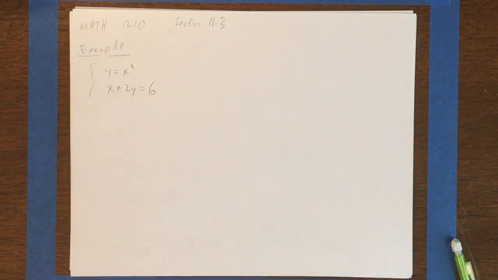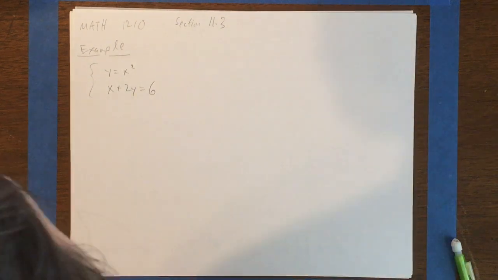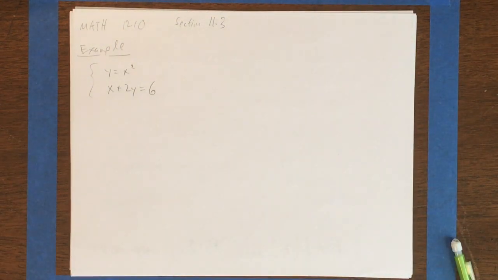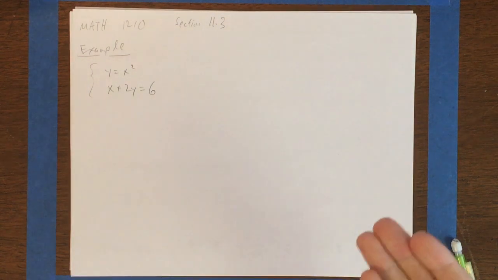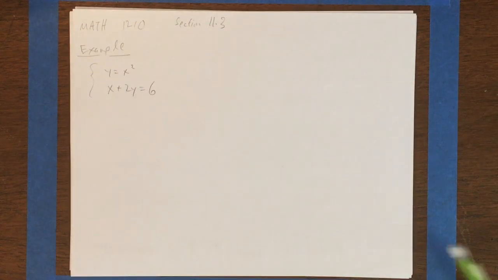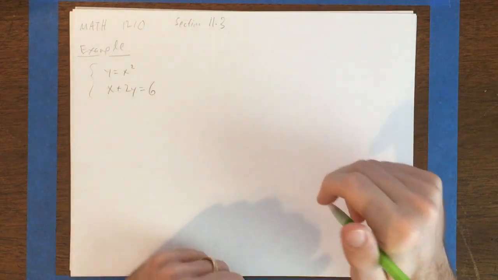All right, so systems of nonlinear equations. We're going to start off with an example. This is one of the examples I showed an image of in the previous video. This is the parabola and the line, and we're going to see if we can find solutions algebraically.